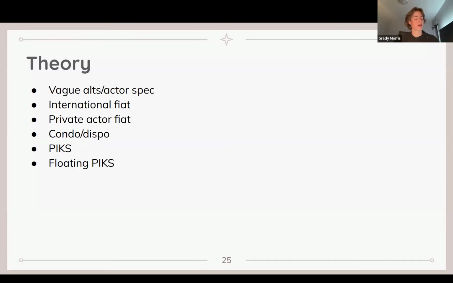Then there's actor specification, which is just that failing to specify who does the alternative is a voting issue, because then again, the affirmative cannot engage with that because they do not know how the alternative would be enacted or would function in the real world.